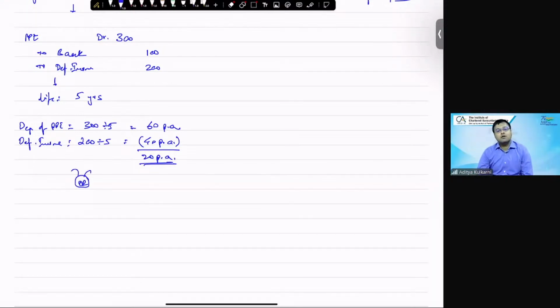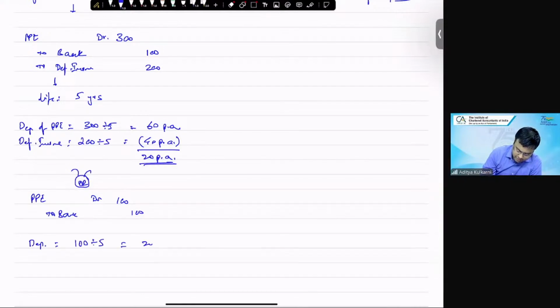और Hemant's answer. Hemant said, sir, your asset is worth only 100 rupees. 200 तो आपको सरकार से मिला, आपने 100 डाले, तो आपका asset का value is actually 100. I'm okay with that. So entry will be PPE debit to bank 100. Depreciation is equal to 100 divided by 5, 20 per annum. Is this the same? Yes. Yes or no?